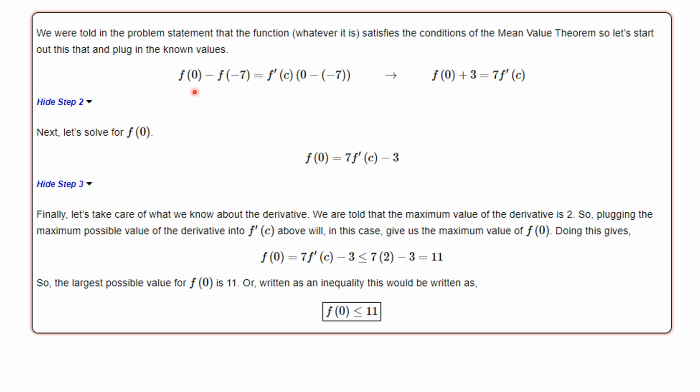So from the mean value theorem, we know that there is a c such that f of 0 minus f of minus 7 is f prime of c times the whole of 0 minus minus 7. And when we simplify that, we get this expression. Now, we also know that f prime of c is less than or equal to 2, so that means we can say that f of 0 is equal to this, but that's less than or equal to 7 times 2 minus 3, which is 11. So the answer is that f of 0 is less than or equal to 11.